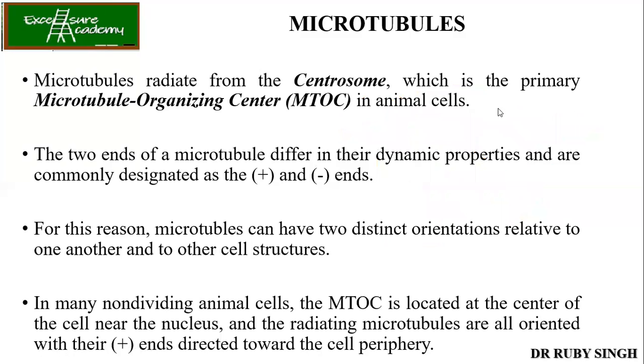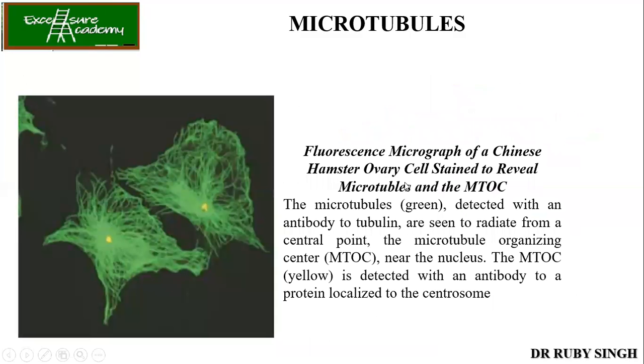Now again the fluorescence micrograph. You can see that this green colored one is your microtubules, whereas at the center you have the orange color. This orange color is your MTOC. You can see how many microtubules are extending towards the periphery. Towards the periphery, each end is known as the plus end of the microtubules, and towards the center it will have the negative end.